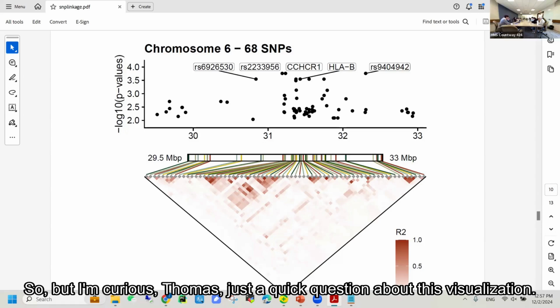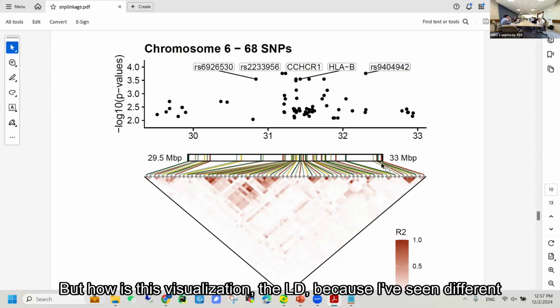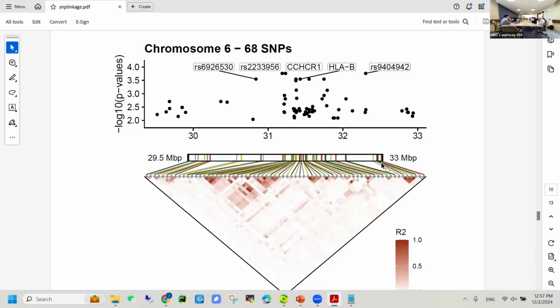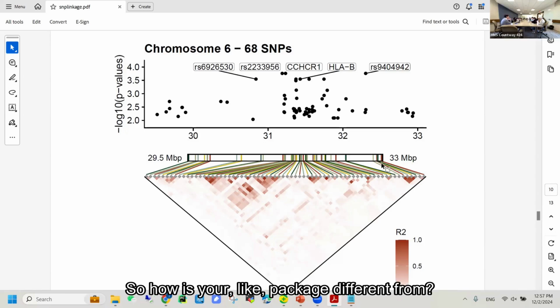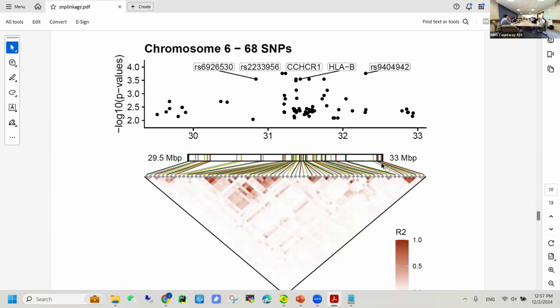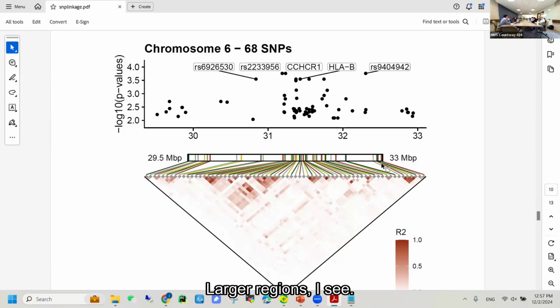But I'm curious, Thomas, just a quick question about this visualization. I like that you pair them up, but how is this visualization, the LD, different? Because I've seen different visualizations, since most genetic papers have to do this. So how is your package different? It was especially to do large scale regions. The first figures were 500 SNPs, and in my PhD there were larger ones also. So it was especially to focus on large regions.